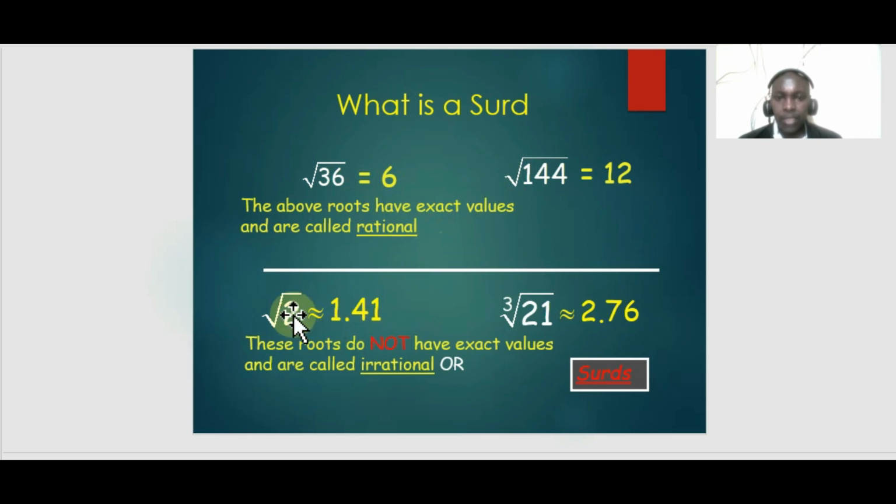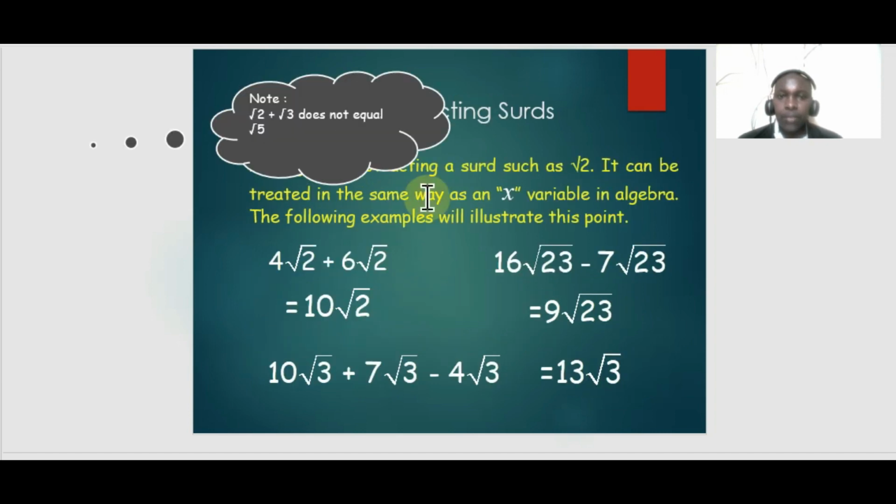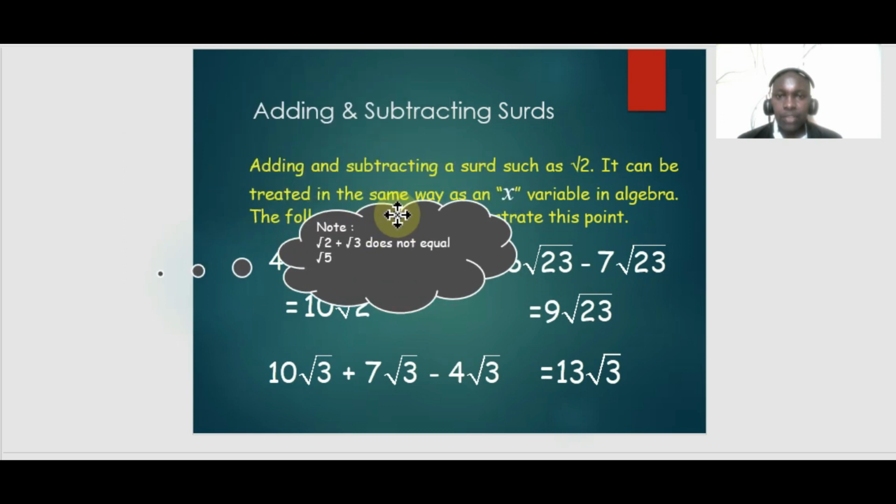But for the ones that are below here, that is the root of 2 and the cube root of 21, they do not give us exact values. So those ones are called irrational numbers or surds. So that is the whole meaning of surds. So in this topic we are going to deal with surds, and we'll be having numbers like root of 2, root of 5, root of 3, and so on. So let's begin with addition and subtraction of surds.